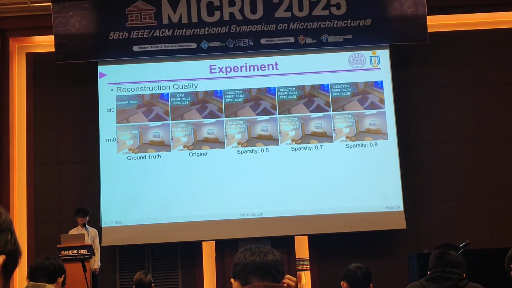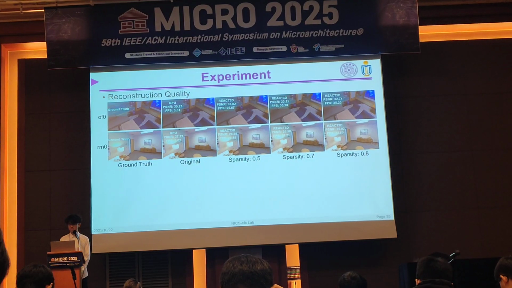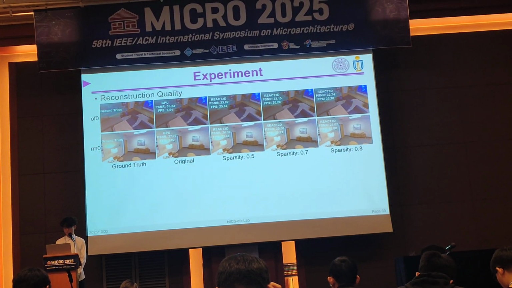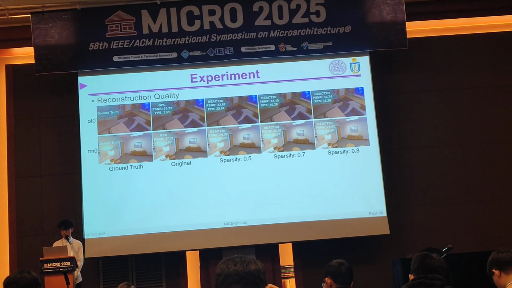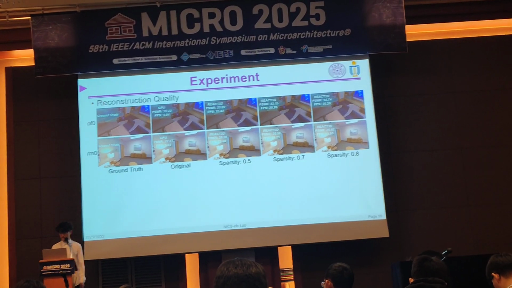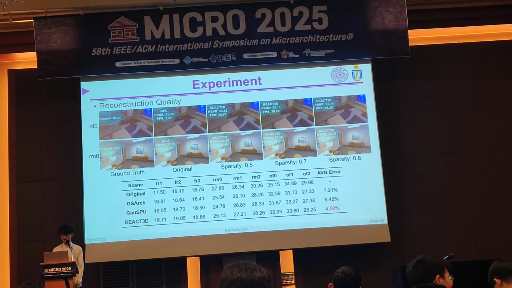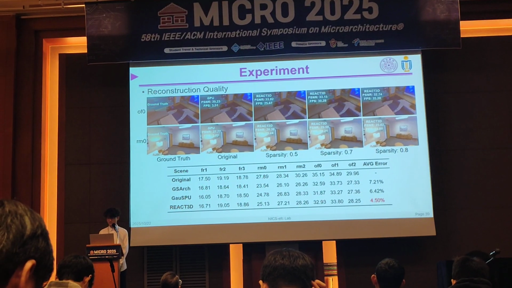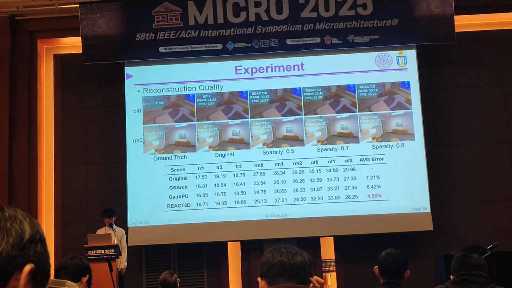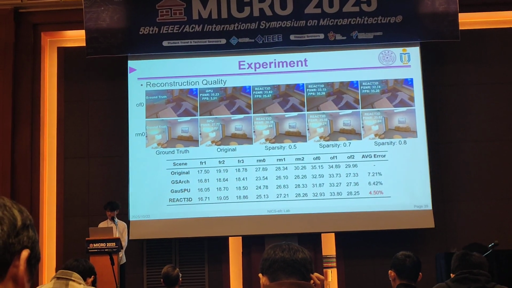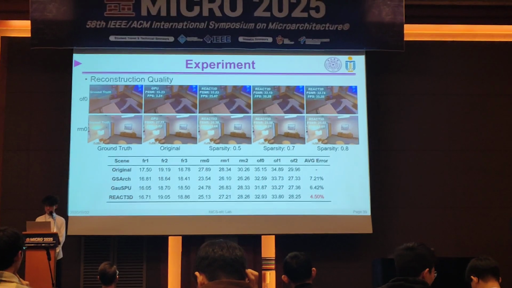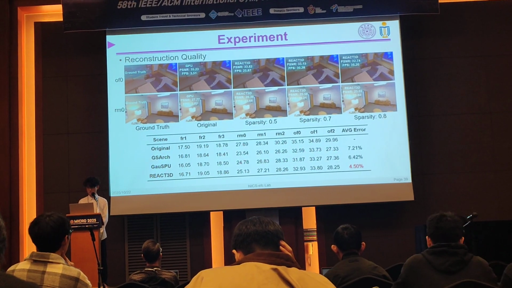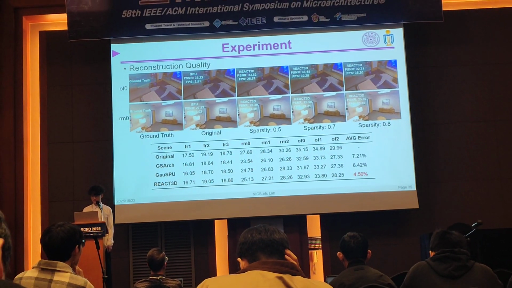First, for the reconstruction quality, as you can see from the visual comparison, our REACT3D at various sparsity levels maintains high visual fidelity, looking similar to the original dense version. And the quantitative table at the bottom confirms this. We compare the PSNR configuration against the original dense model and other baselines across all scenes, and our method achieves the lowest average error of only 4.15%, which is significantly better than both GSR and GPU. This proves our sparsification algorithm effectively preserves the mapping quality.